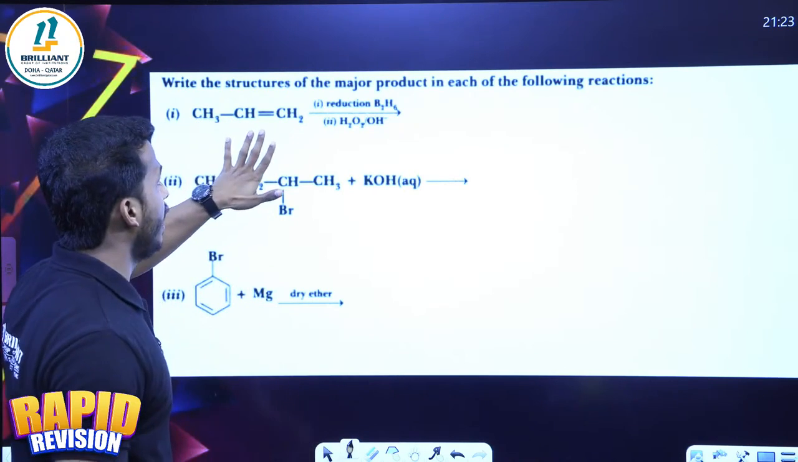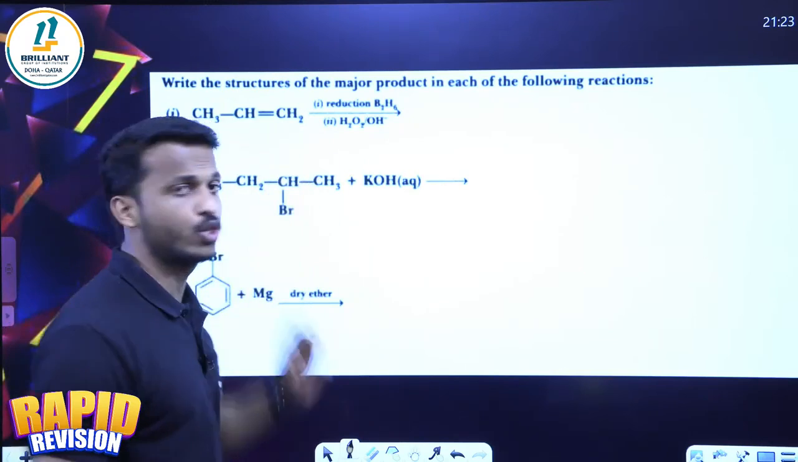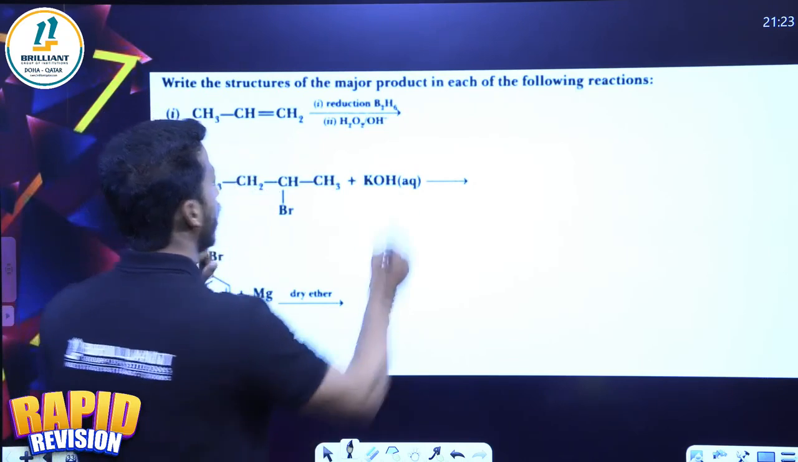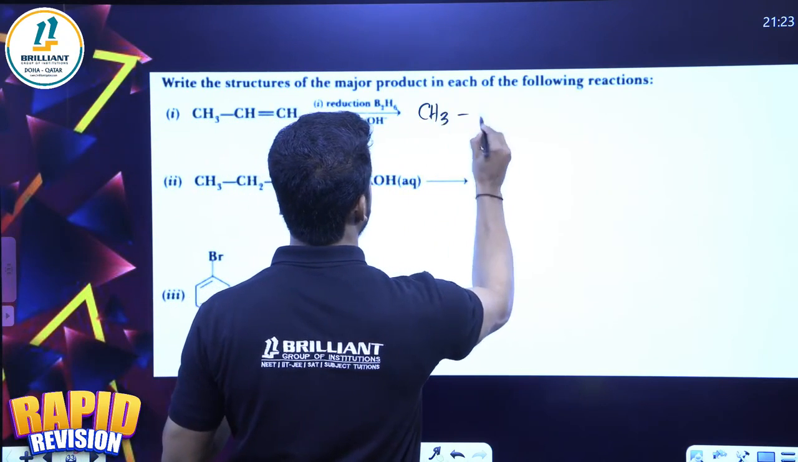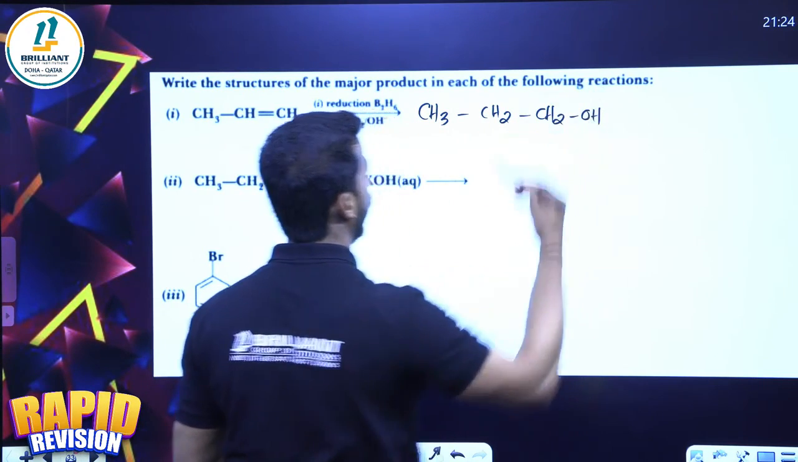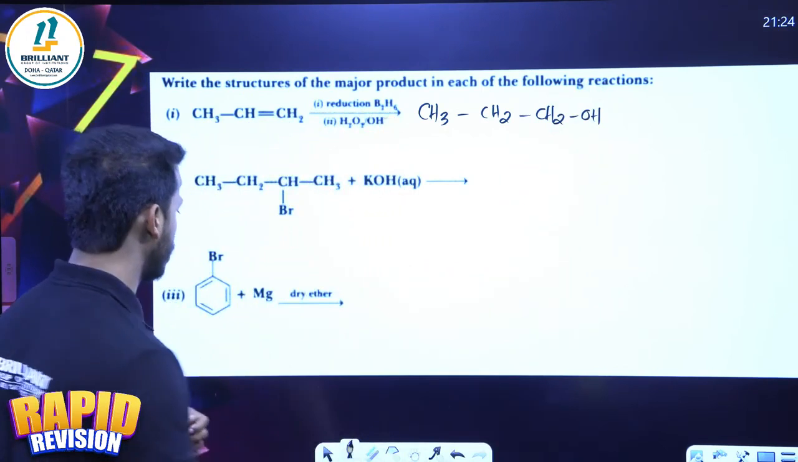First one, propene reacting with B2H6, diborane, then H2O2. This reaction is called hydroboration oxidation. Propene is converted to what? Propanol. Yes or no? Propene is converted to what, dear all? Propanol. The reaction is hydroboration and then oxidation. Yes, propanol is the answer. Next one, dear all.